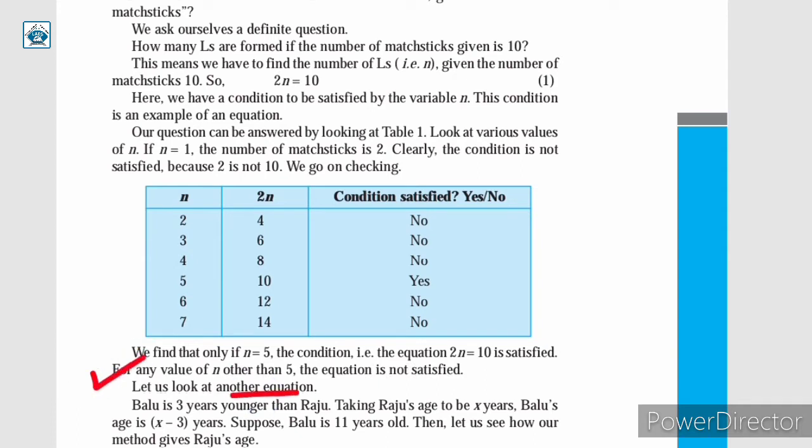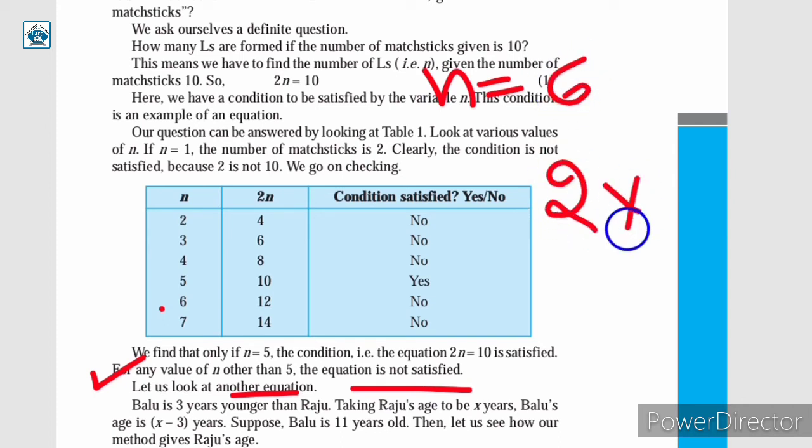5 के अलावा कोई भी हम वैल्यू लेंगे तो ये इक्वेशन जो है वो सेटिस्फाई नहीं हो रहा है, because clearly if we consider n is equal to 6, when n is equal to 6, 2n becomes 2 multiplied by 6 which is equal to 12. Now we know that 12 is not 10. So the equation is, that is the condition is not satisfied.